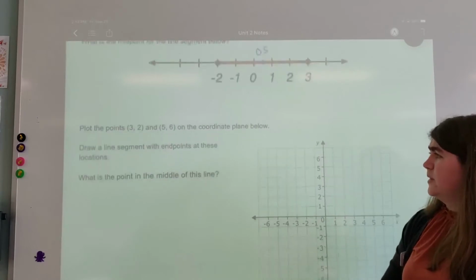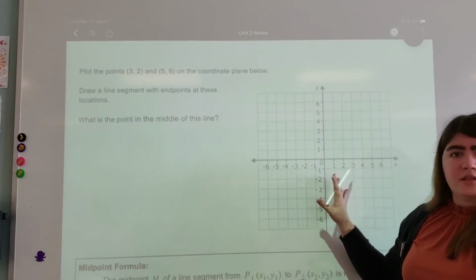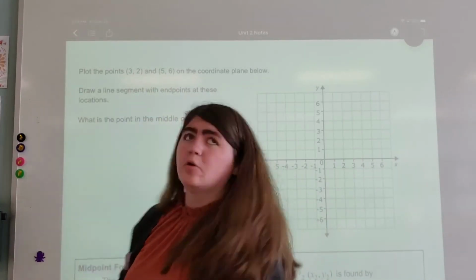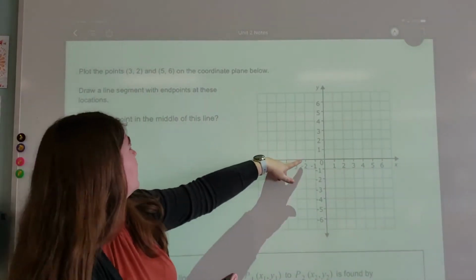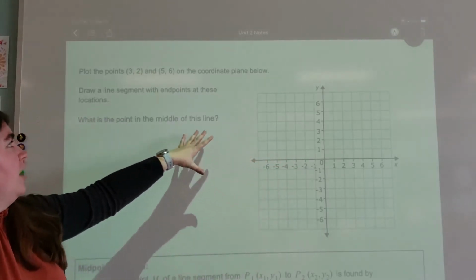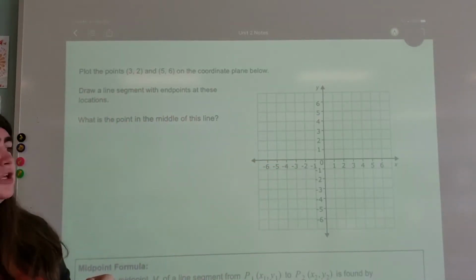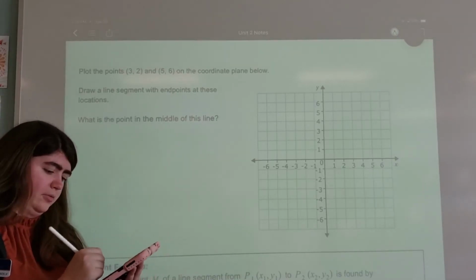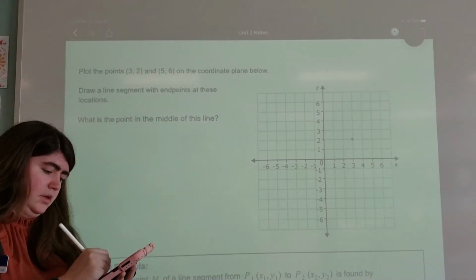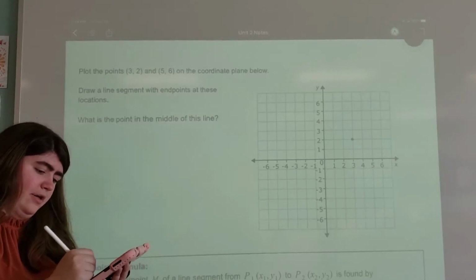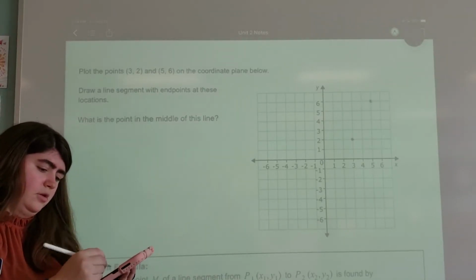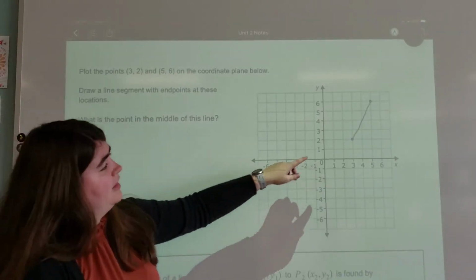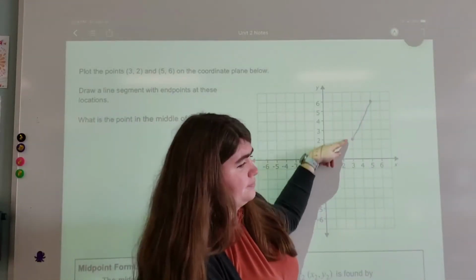Sometimes your line is going to be on a graph, like this problem here. So we're going to go ahead and start by plotting these points (3, 2) and (5, 6) on this coordinate plane, and then we're going to use some of our knowledge to find the midpoint. So I have over 3, up 2. And I have over 5, up 6. Those are my points, and I'm looking for the midpoint between these 2 points.